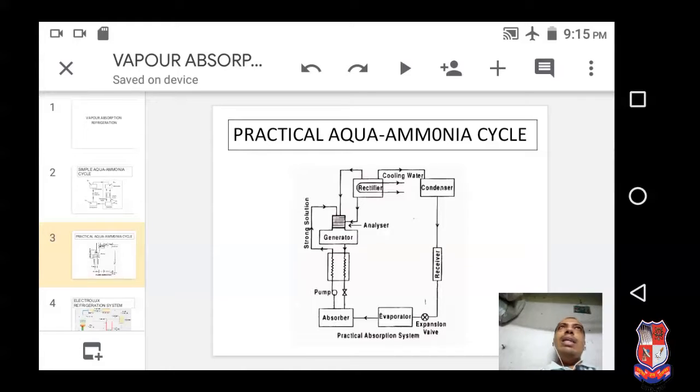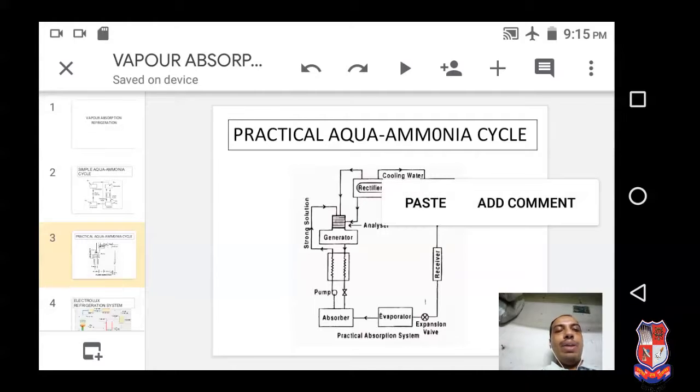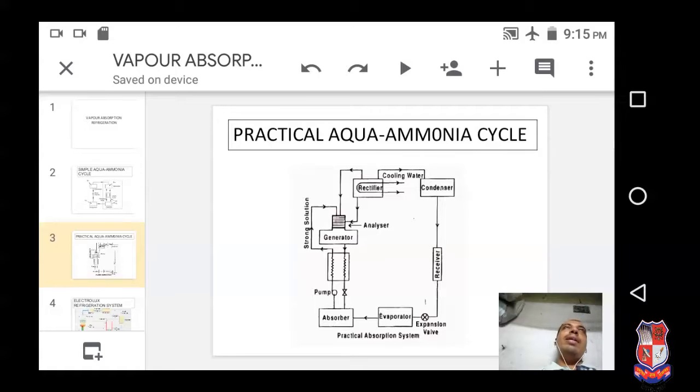Suppose any single particle of liquid, sorry, a vapor of water is mixed with this high pressure high temperature vapor ammonia, which is separated out here. Okay, if it is still not separated out, then it will pass through the rectifier. In the rectifier, a cooling process is taking place. You can see that cooling water is passing, so the cooling water will condense the water vapor particles. So 100% of the water vapor particles are separated out during this analyzer rectifier process.